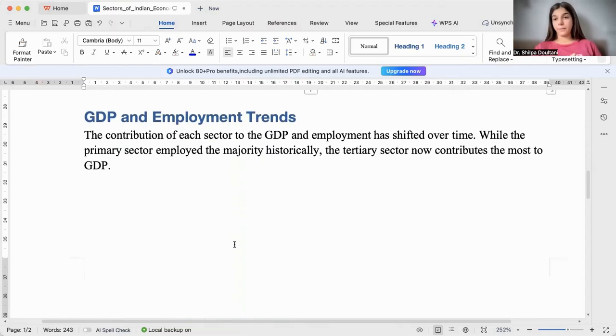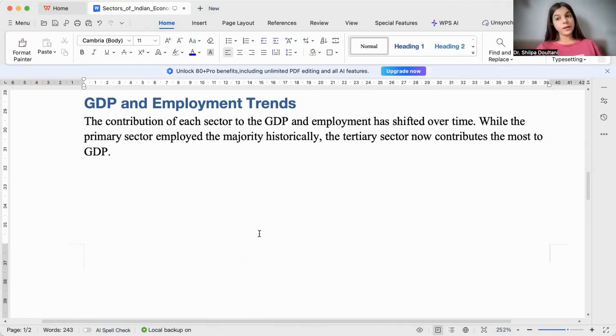Now, GDP and employment trends. The contribution of each sector to the GDP and to employment has been changing. Employment has shifted over time. While the primary sector employed the majority historically, the tertiary sector now contributes the most to GDP. Initially, when our country was more dependent on farming and agriculture, lots of people were involved in that. So the primary sector was contributing the majority a few years ago, and now because the service industry has bloomed like anything, the tertiary sector contributes the most to the GDP of the country.